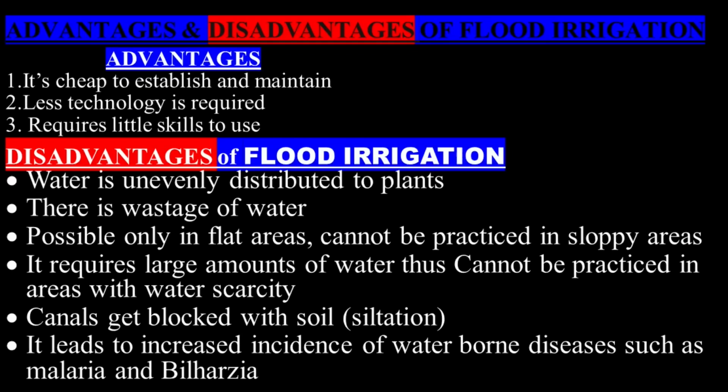Disadvantages of flood irrigation. Water is unevenly distributed to plants. There is wastage of water. Possible only in flat areas, thus cannot be practiced in sloppy areas. It requires large amounts of water, thus cannot be practiced in areas with water scarcity. Canals get blocked with soil. It leads to increased incidence of waterborne diseases such as malaria and bilharzia.